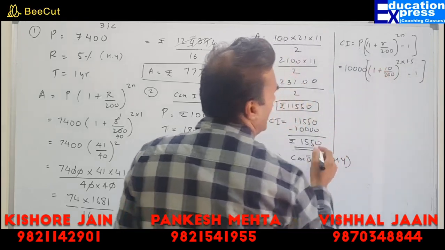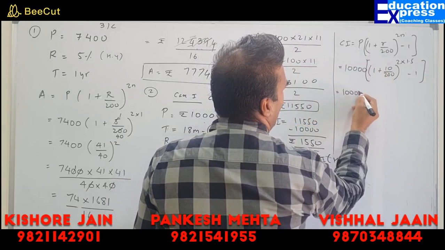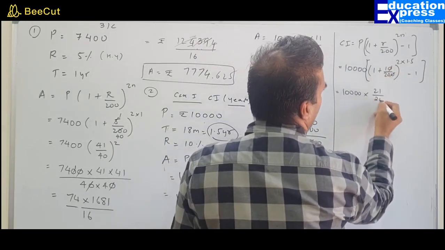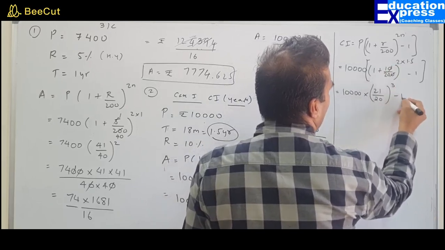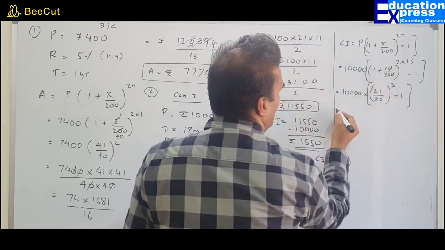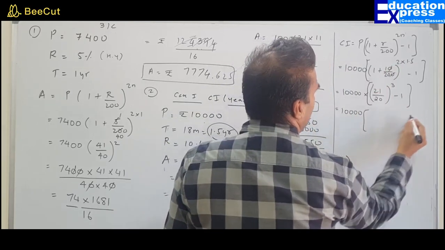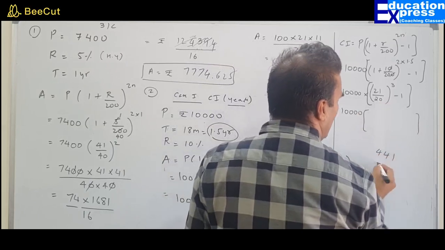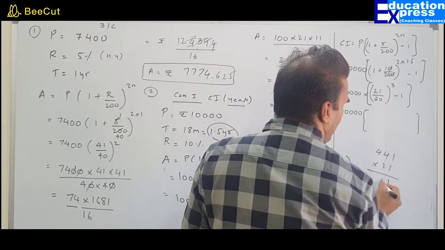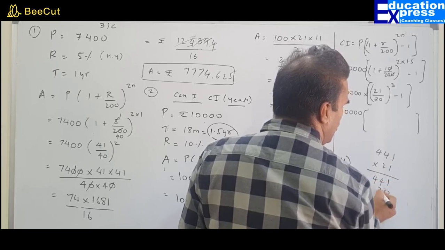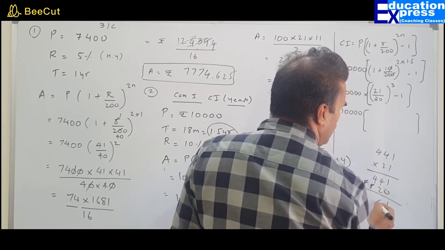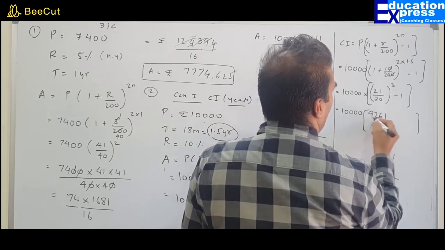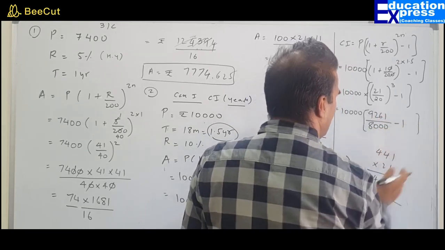Superb. Going great. Next, 10,000 multiplied by, zeros cancel, 20 plus 1, 21 upon 20 raised to 3, minus 1 in the bracket. So what do you get? 10,000, 21 into 21, 441, 441 into 21. So 9261 upon 8,000 minus 1.